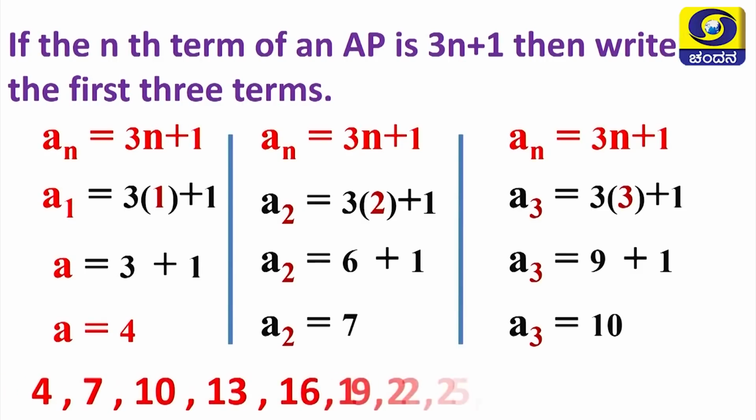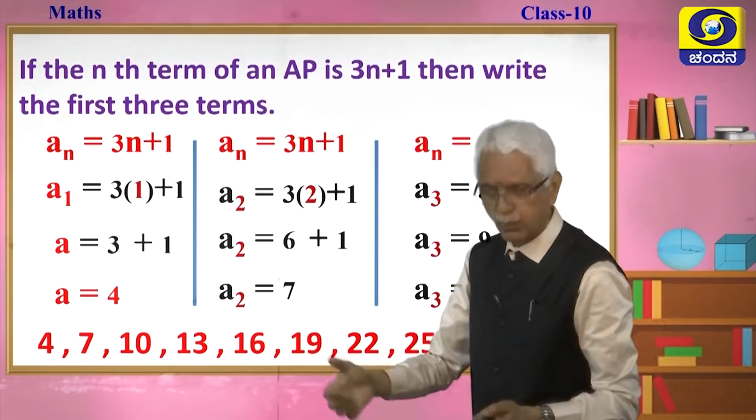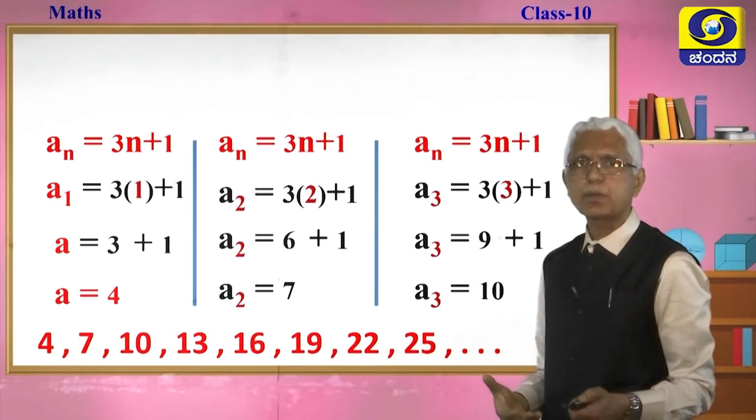And if you know the first 2 terms, you can write the entire arithmetic progression. So 4, 7, 10. 4 is the first term, 7 is the second term, 10 is the third term. You have already observed 3 is the common difference. Go on adding 3, you get the remaining terms of that arithmetic progression. Shall we move on to the next problem, my dear children?